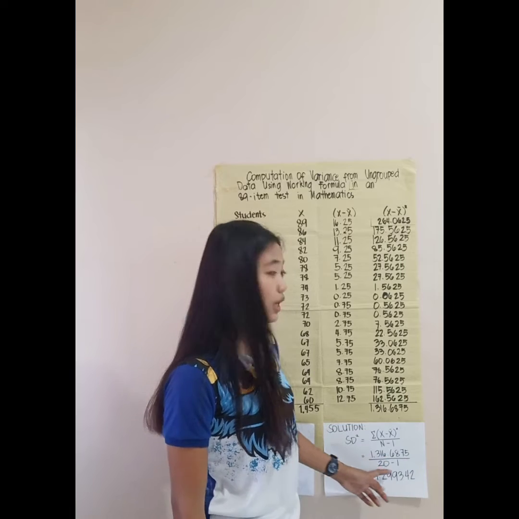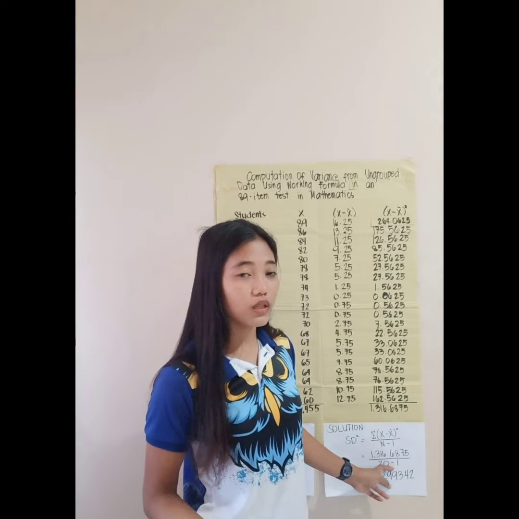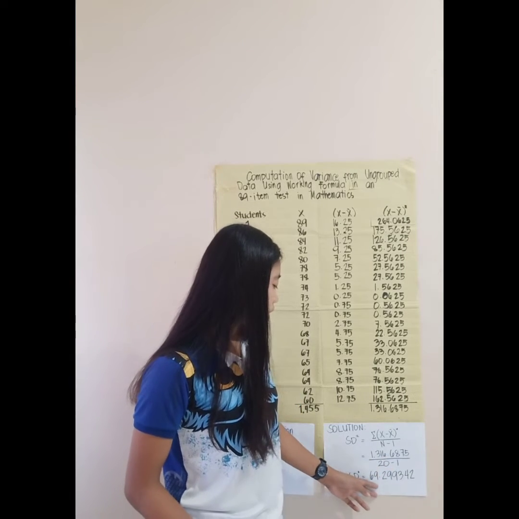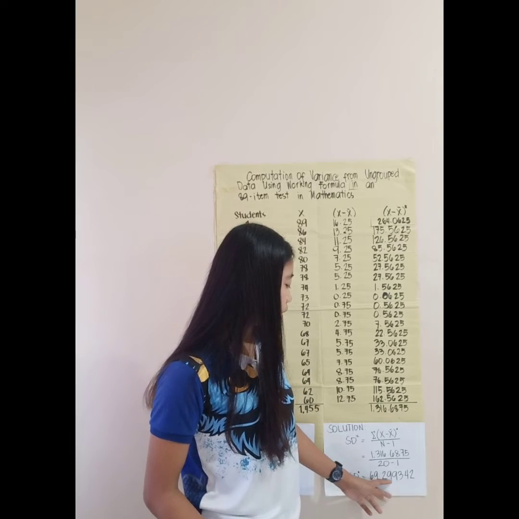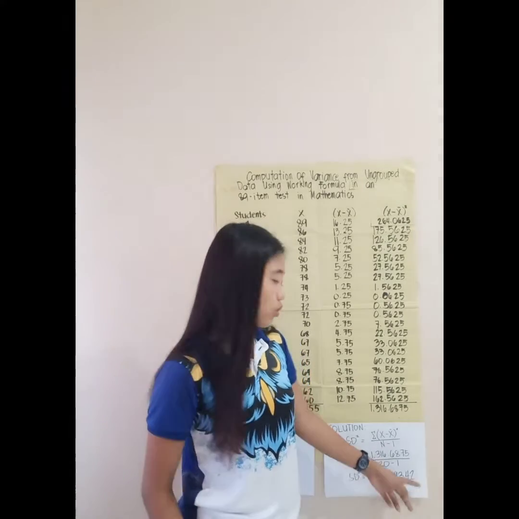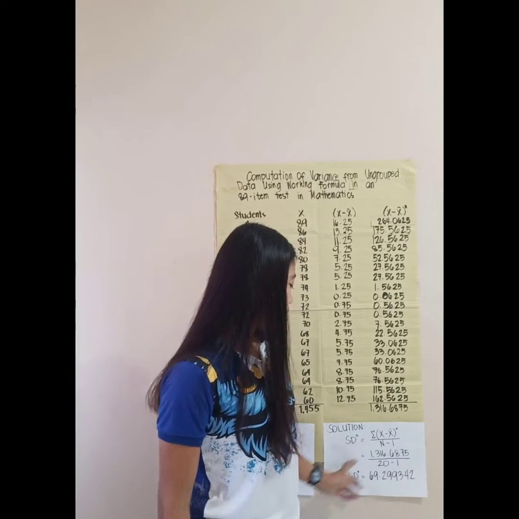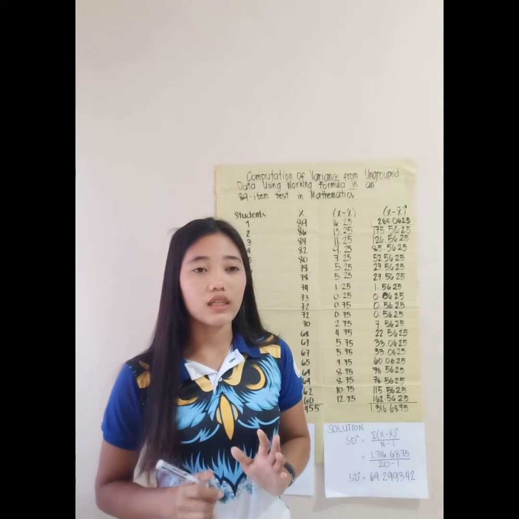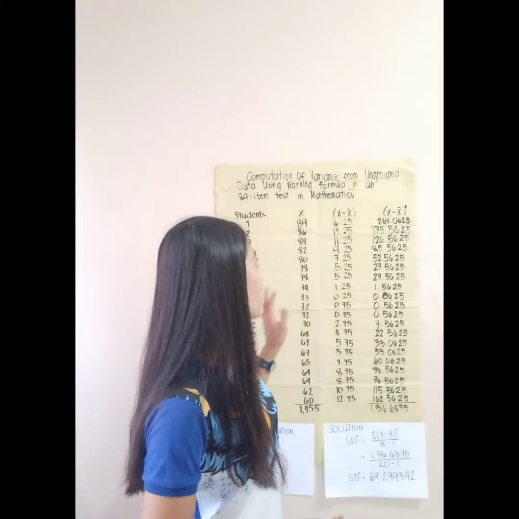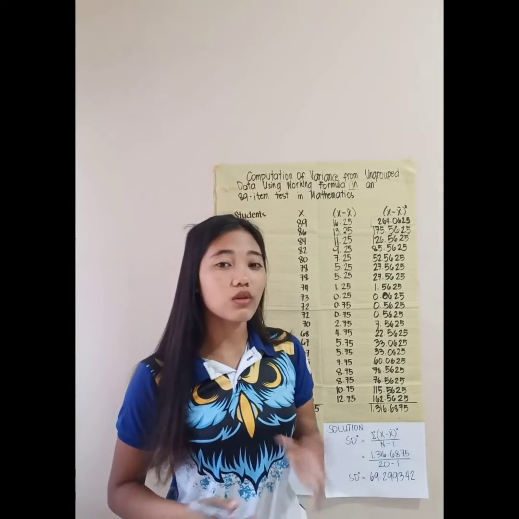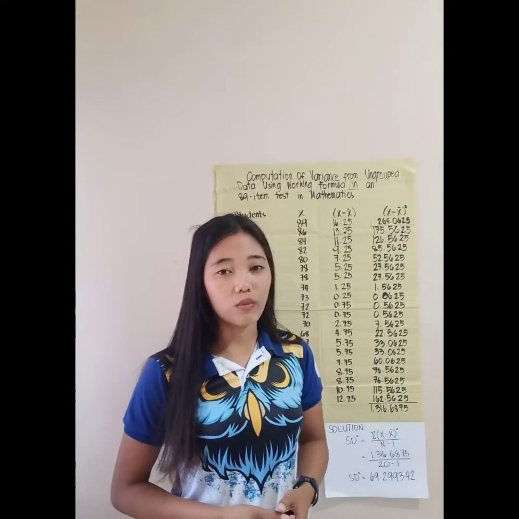1,316.6875 divided by 19, because 20 minus 1 is 19. The result is 69.299342. So this will be our SD. So that is the process on how to solve the variance from ungrouped data using the working formula.